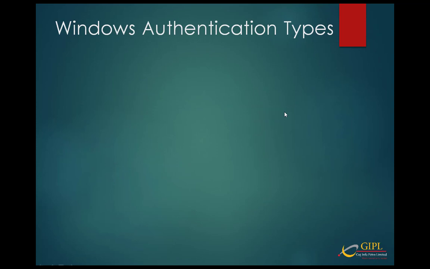There are 4 different types of Windows authentication, which include anonymous, basic, digest, and Windows integrated authentication mode. First of all, let's talk about anonymous authentication. If you select anonymous authentication, IIS doesn't perform any authentication. Anyone is allowed to access the ASP.NET application.